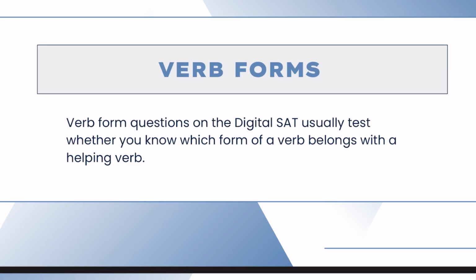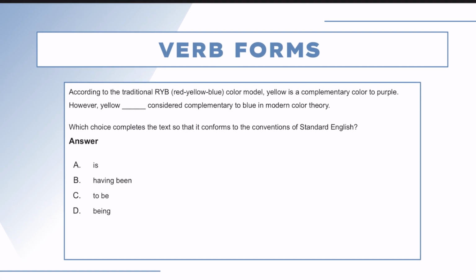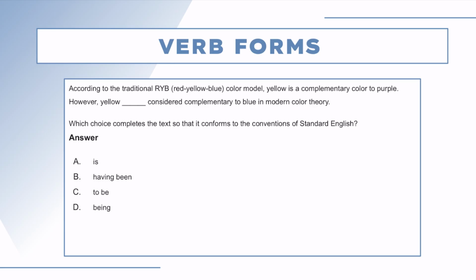Moving on, verb forms. Verb form questions on the digital SAT usually test whether you know which form of a verb belongs with the helping verb. So, in this question, according to the traditional RYB color model, yellow is a complementary color to purple. However, yellow blank considered complementary to blue in modern color theory. Now, out of these options, we've got to figure out which one is going to plug in best right here.